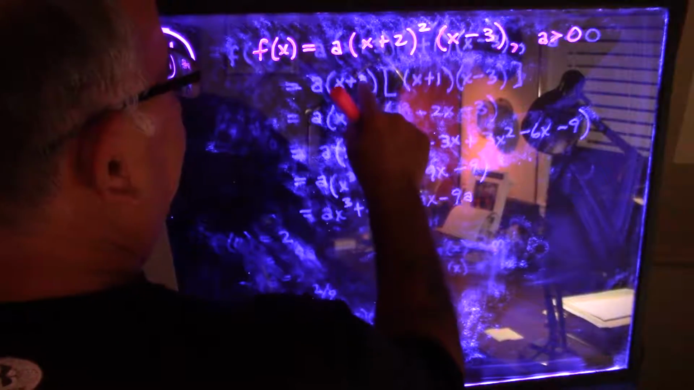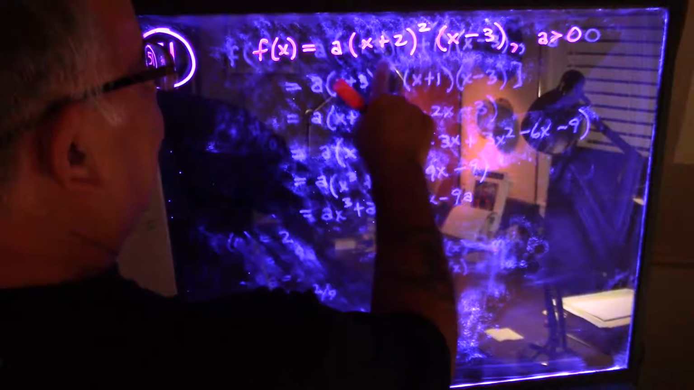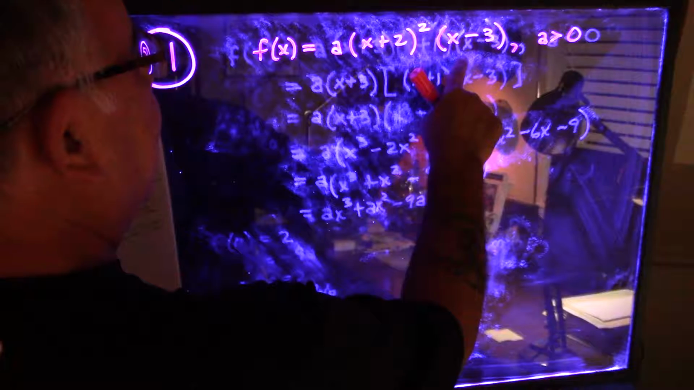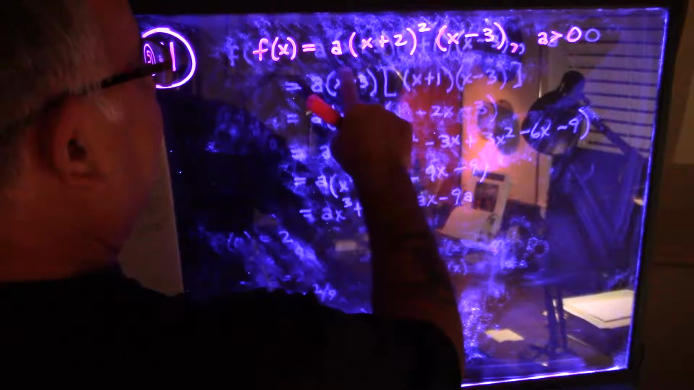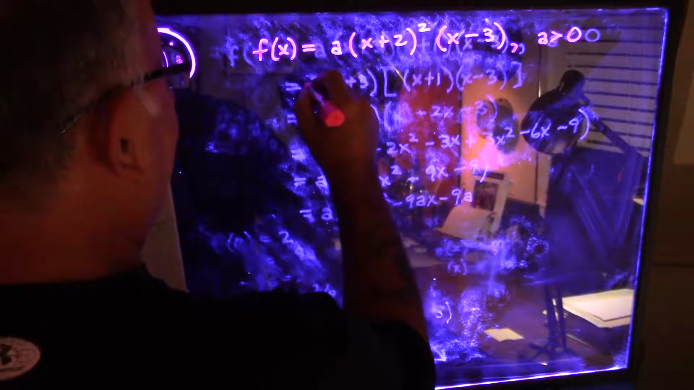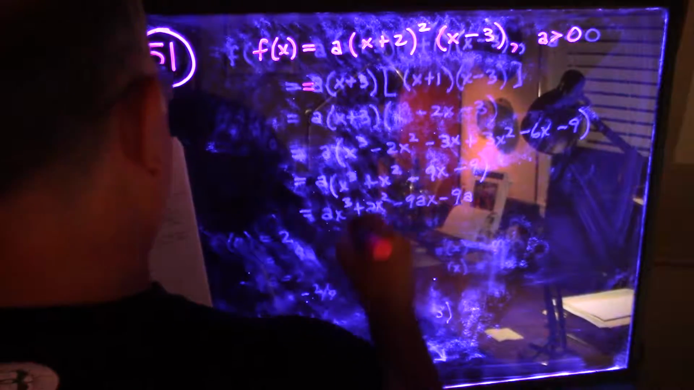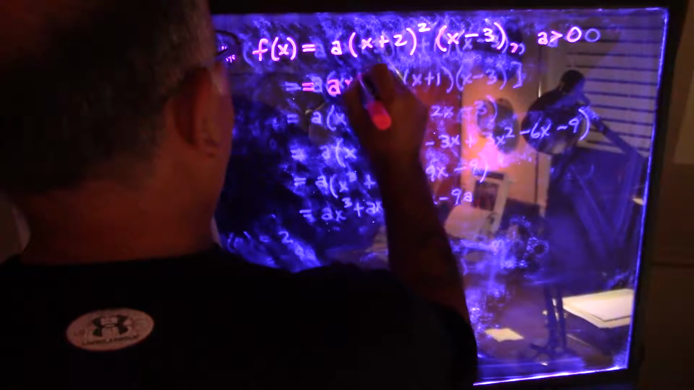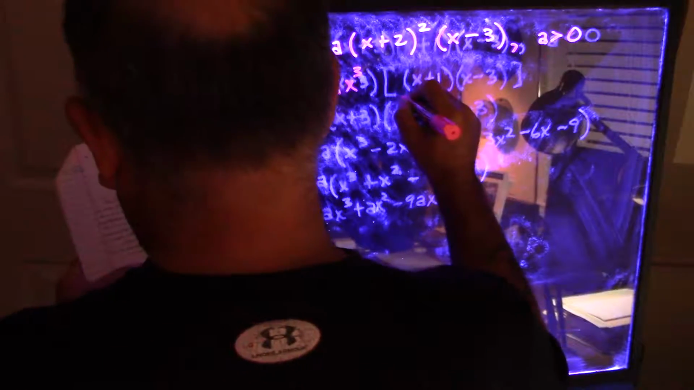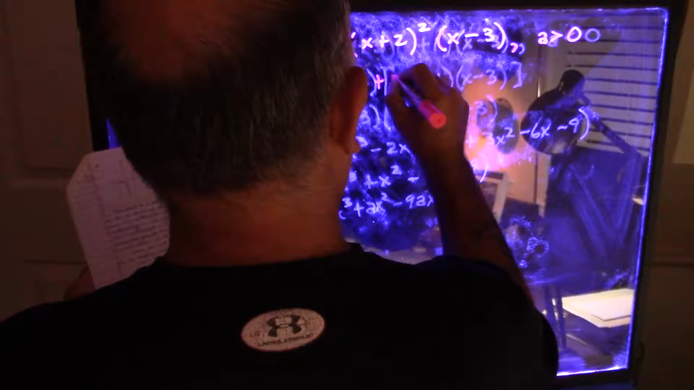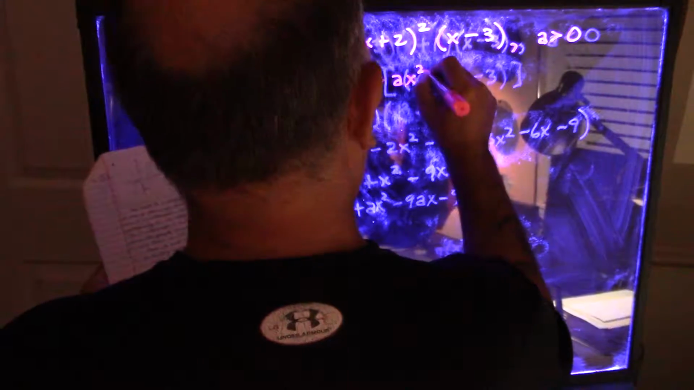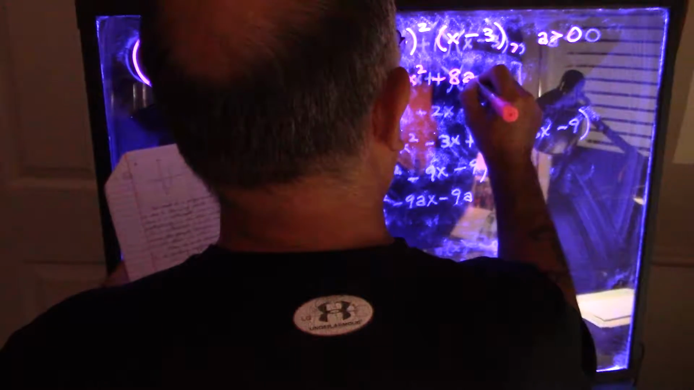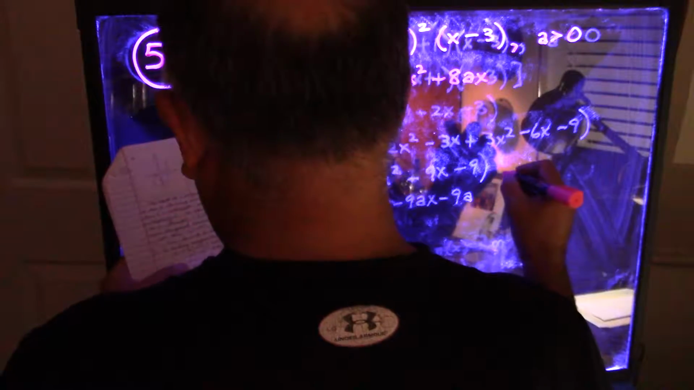And you can multiply this out. You can square this first, and then multiply the result by x minus 3, and then finally multiply everything by a. All right, I'll leave that to you. And you should get this, after you simplify, ax cubed plus ax squared minus 8ax minus 12a.